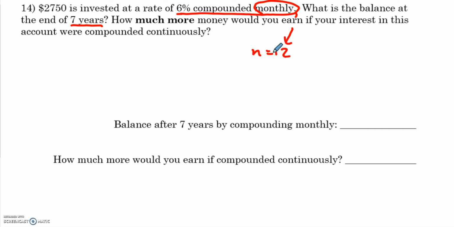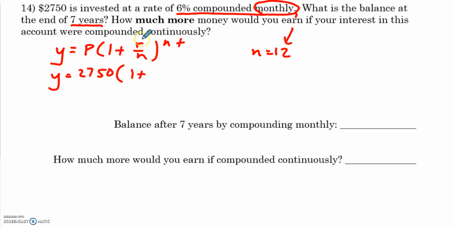So if I'd like to find my balance at the end of 7 years, I'm going to use this compound interest formula. y equals P times (1 plus r over n) to the nt. P is my principal value. My y is my output, so it'll be 2,750 times (1 plus my rate.